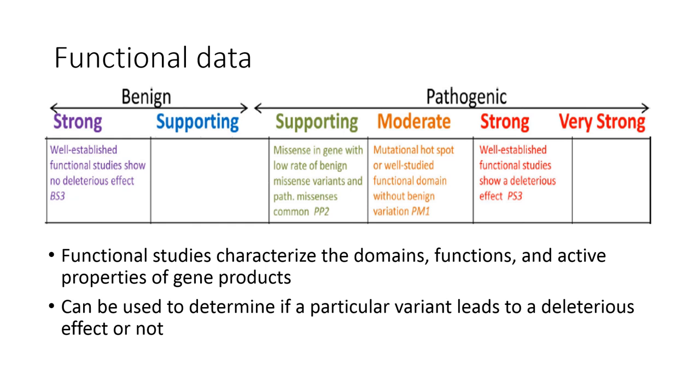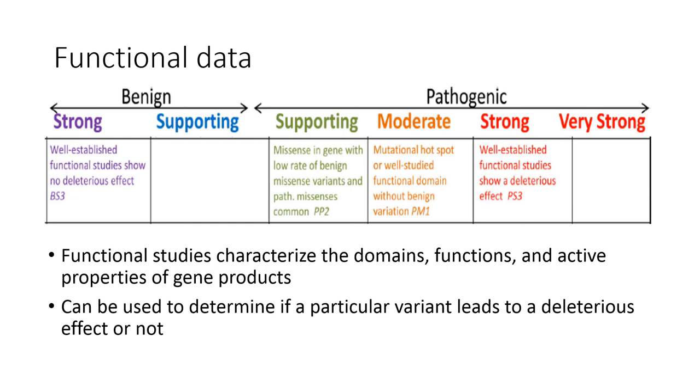Functional data typically refers to in vitro or in vivo studies that have characterized the domains, functions, and active properties of gene products, typically proteins. There are many types of functional experiments, and the appropriate approaches depend on the protein and disease. Most of this work is research grade, as opposed to clinically validated assays. The strongest functional data comes from studies of a specific variant to determine if that particular variant shows a deleterious effect or not, designated as PS3 and BS3.